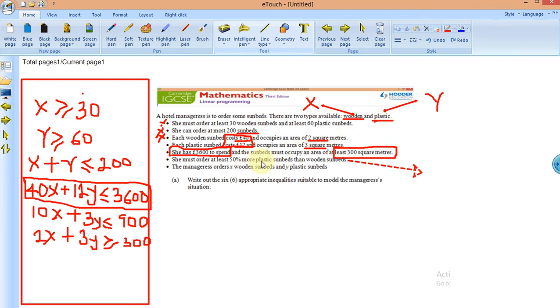Okay, 50%, and then wooden. In that case, I'm going to use 100% for wooden. So let x equal 100%, because that is wooden, and plastic is 50 more. If that is 100%, plastic will be 150%. That is the implication. Plastic will be 150%, and plastic is y. Since I'm working in percentage, I can just cancel out the percentage. So you understand how I came about my 100 and 150 now.